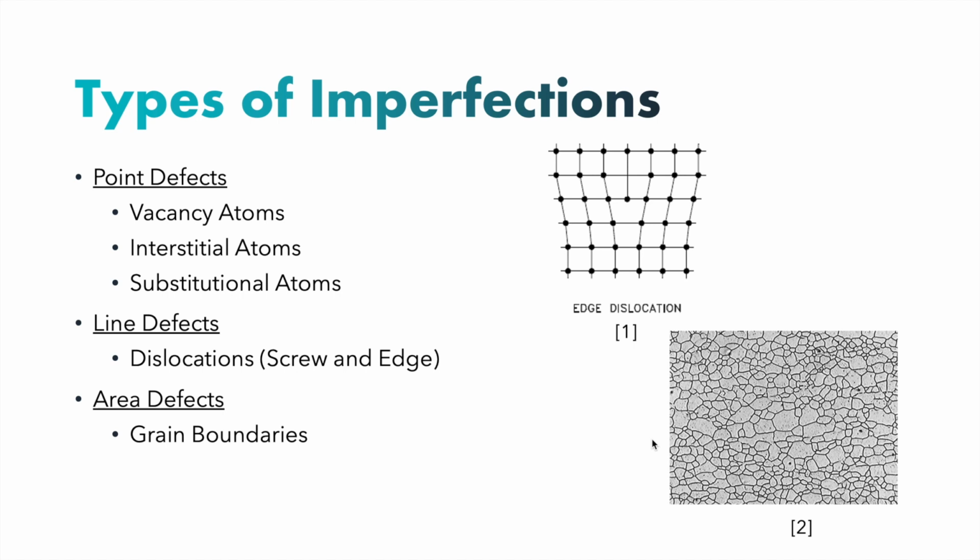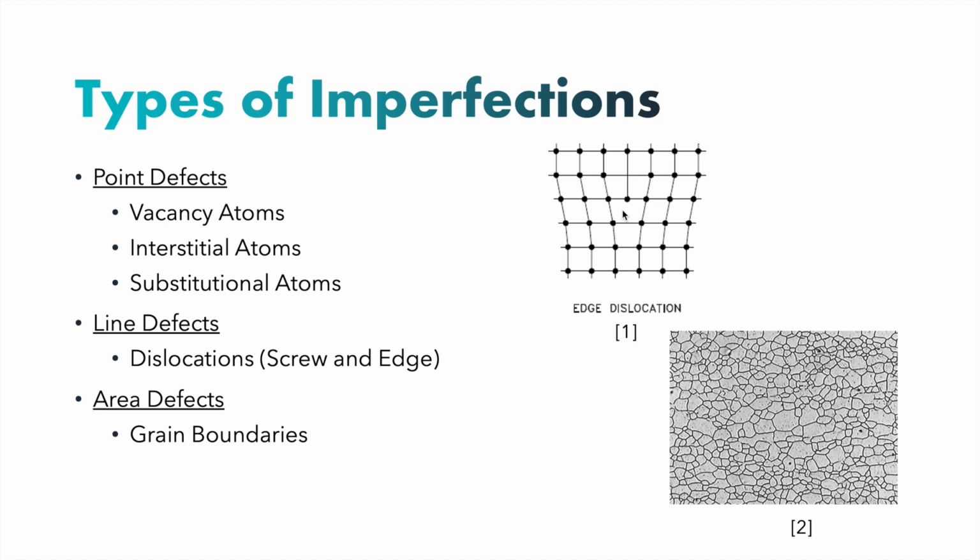These imperfections can fall into three different categories: point defects, line defects, and area defects. Point defects include vacancy atoms, interstitial atoms, and substitutional atoms. Line defects include screw and edge dislocations. Edge dislocations involve an insertion of a plane perpendicular to the crystal matrix. It can be seen in Figure 1 to the right. Screw dislocations involve an insertion of a plane parallel to the crystal structure.